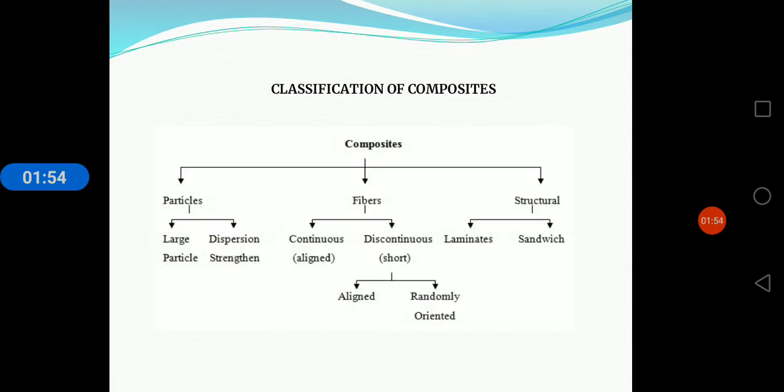Classification of composites: there are three types: particles, fibers, and structures. Particles are divided into two: large particles, and dispersion strengthened. Fibers are continuous and discontinuous. Continuous is aligned, discontinuous is short. In discontinuous, there are two types: aligned and randomly oriented. Structured composites are laminated and sandwich.